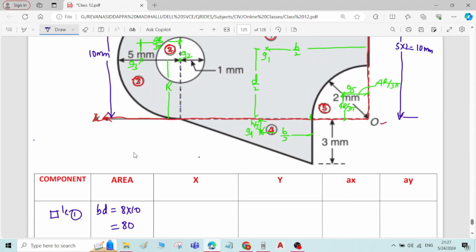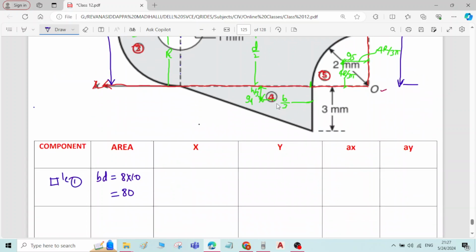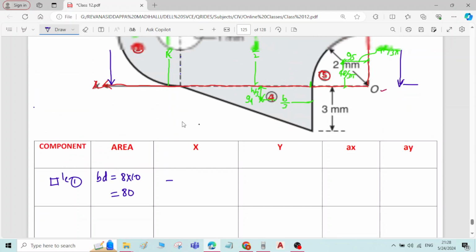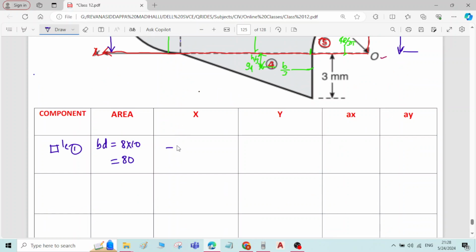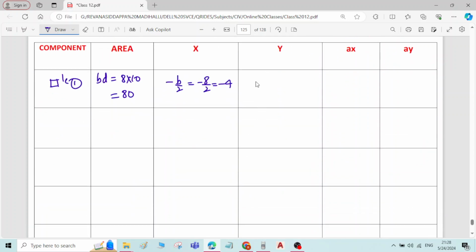80 mm square. Coming to the x value for rectangle 1, the distance of g1 from the reference y axis is minus b by 2, minus because the reference axes are in the second quadrant where x is negative. Minus 8 by 2, minus 4 mm. Coming to the y value, the distance of g1 from the reference x axis is directly d by 2, 10 by 2, 5 millimeter.